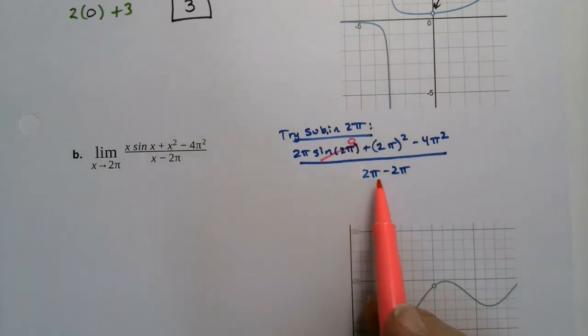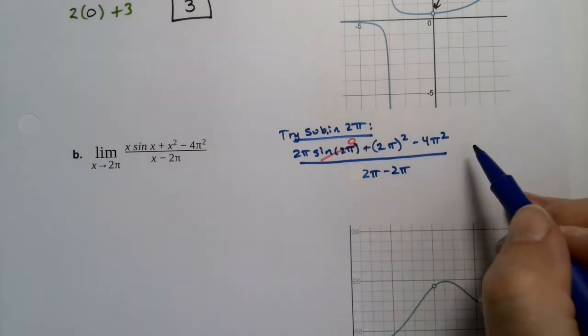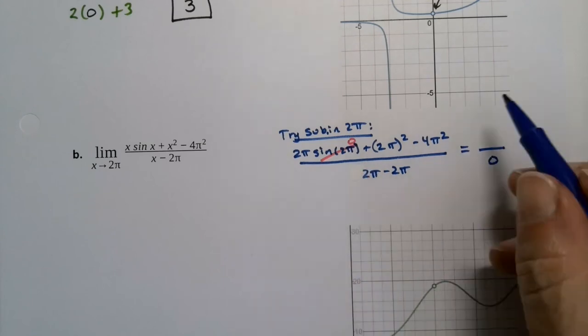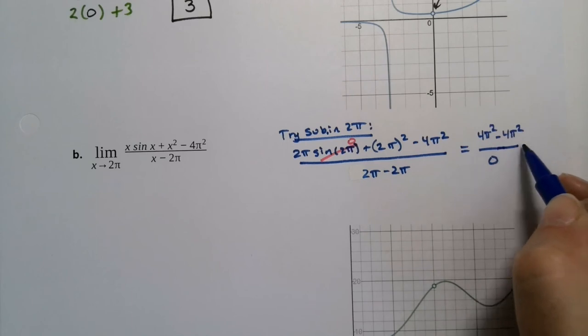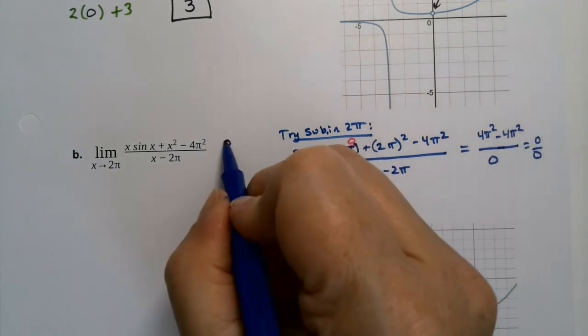2 pi minus 2 pi is 0. So it ends up with 0 over here. And then we end up with 4 pi squared minus 4 pi squared, which is 0 over 0. So that's our form, 0 over 0.